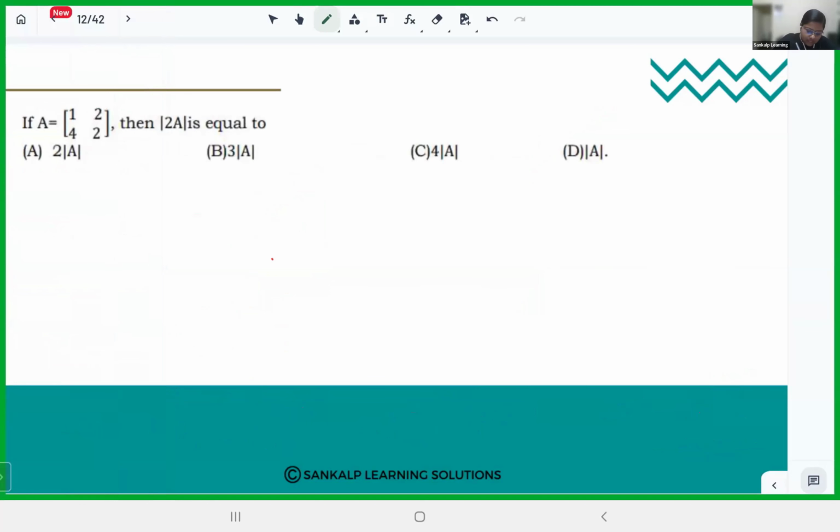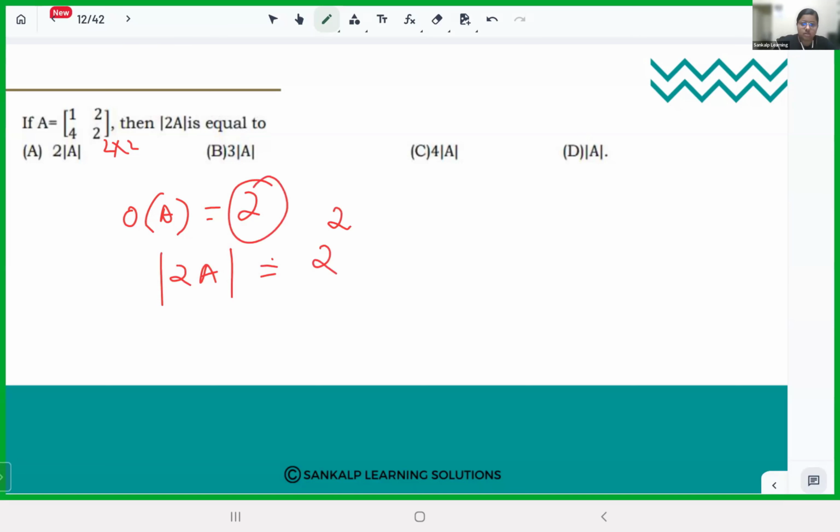So what is the order of the matrix A? It is a 2 by 2 matrix, so order is equal to 2. Now you have to find out the determinant of 2 into A. That is, you have to take 2 outside. What is the power? It is 2, because the order of the matrix is equal to 2, into determinant of A. So what is 2 square? 4. 4 into determinant of A, which is the answer. C is the answer.